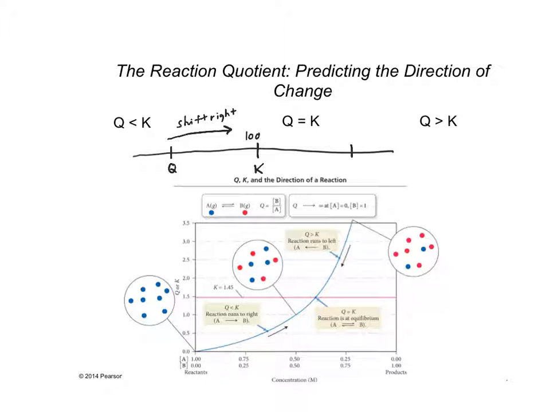On the other hand, if Q is greater than K, then the reaction needs to shift back to the left. It needs to go left, use products, and make more reactants, okay? So depending on where Q is relative to K, you should be able to predict what the reaction is going to do. Is it going to shift to the right and make more products, or is it going to shift to the left and make more reactants?